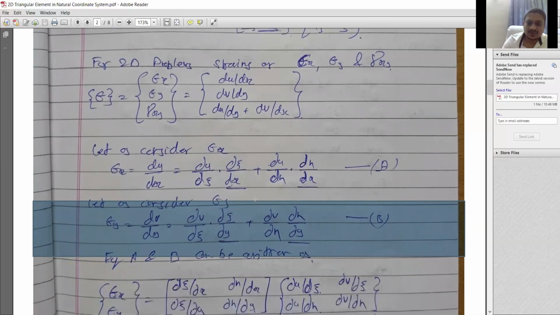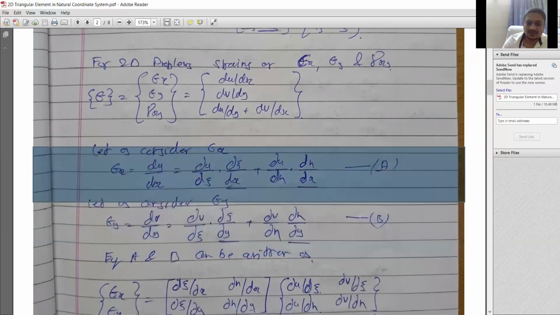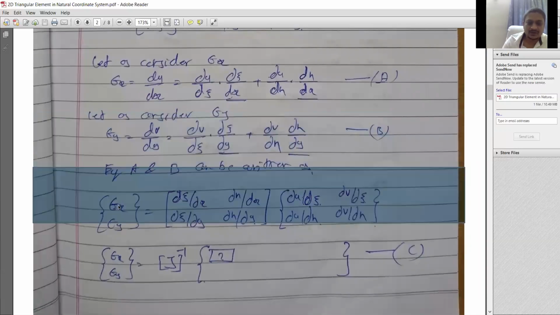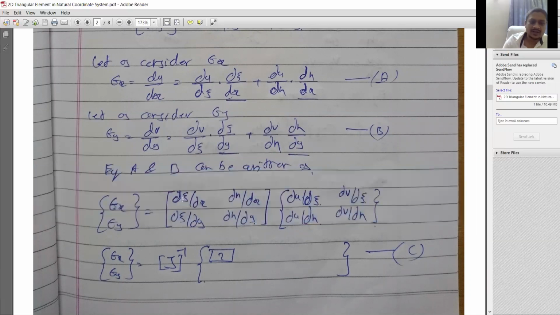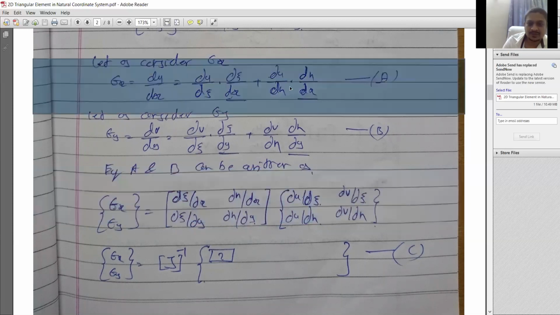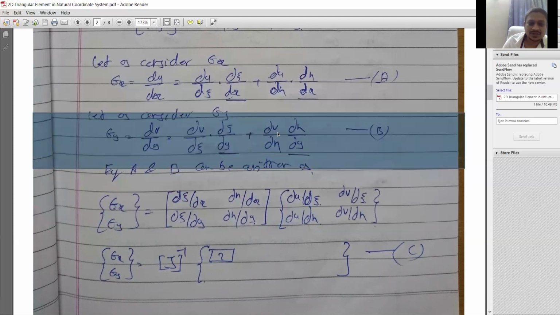So now these expressions, expression A and expression B, can be written in a matrix form, where we can write epsilon x or epsilon y, or you can write du by dx or dv by dy. It can be written as d xi by dx, d eta by dx, and here d xi by dy and d eta by dy. This will be multiplied with du by d xi, dv by d xi, du by d eta, and dv by d eta. If you multiply this, you are going to get the same expression, that is expression A, and we can get expression B.